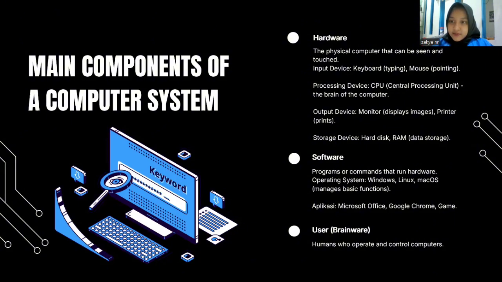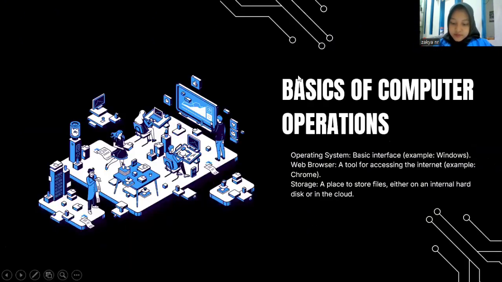Okay, next. Basics of computer operation. The first is the operating system. Operating system is the basic interface, for example Windows. The second, web browser is a tool for accessing the internet, for example Chrome. And the third, storage. Storage is a place to store files, either on an internal hard disk or in the cloud.